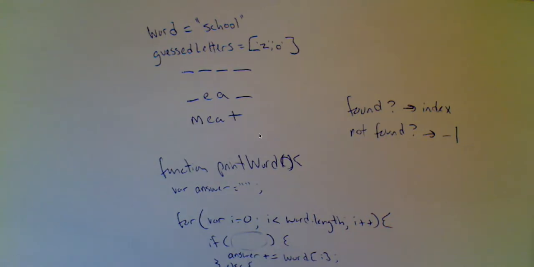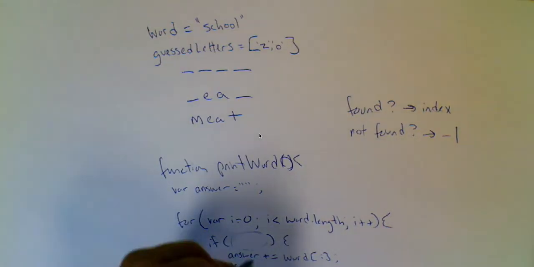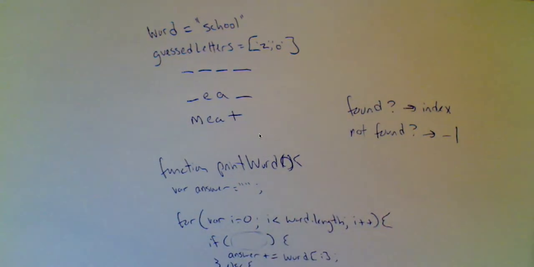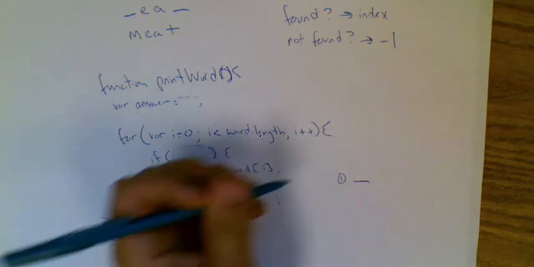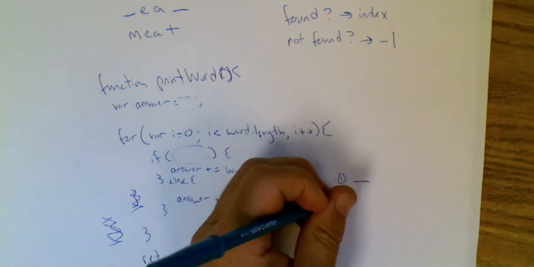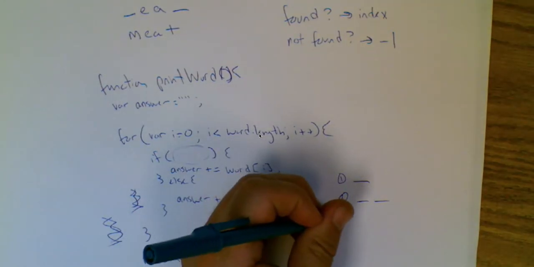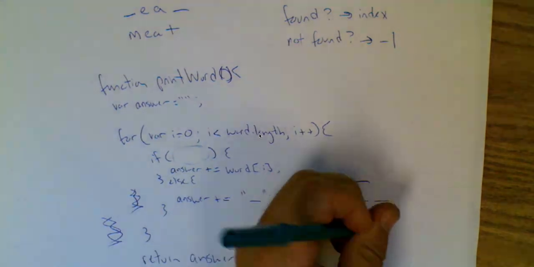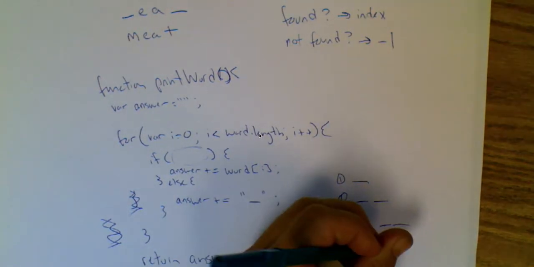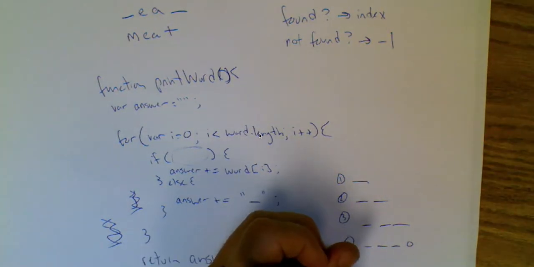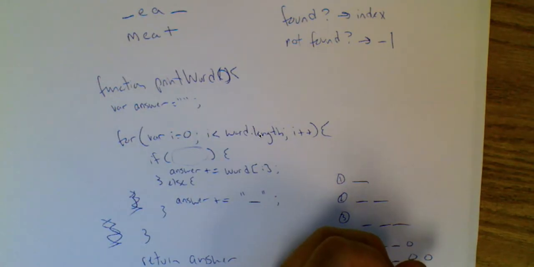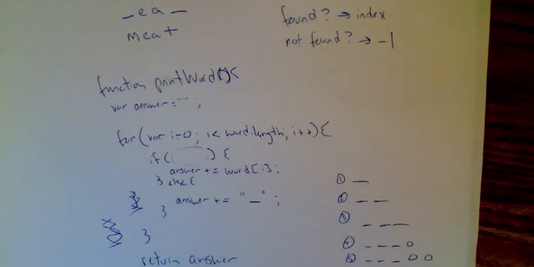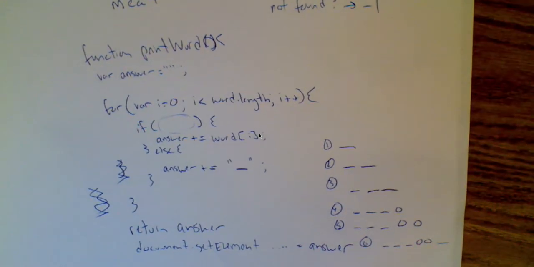So the first time through, when it's S, answer is going to be that. Sorry, you can't see that. The second time through, when it's a C, it's going to be underscore, underscore. Third time through, underscore, underscore, underscore. Fourth time through, underscore, underscore, underscore, O. Fifth time through, underscore, underscore, underscore, O, O. And then, of course, the last time. And that is what we are going to then write out to the page.